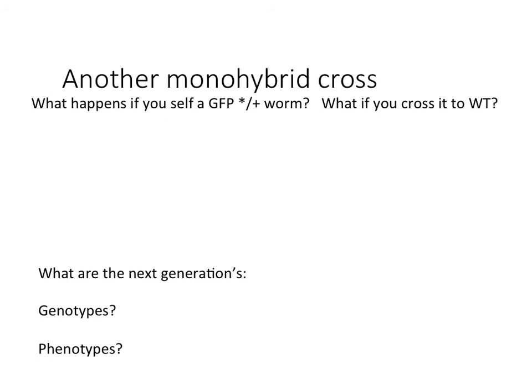So let's talk about a different monohybrid cross. Before, we were crossing homozygotes together. Now we've got a heterozygote, asterisk over plus. If it selfs, what does the Punnett square look like?